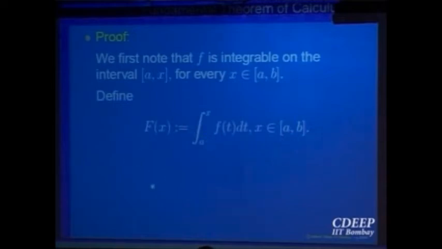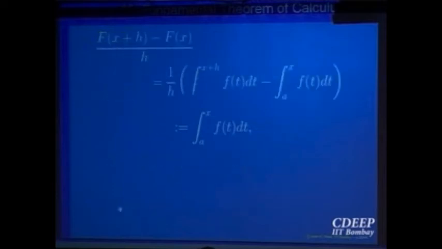Capital F is this. So at any point x inside the interval (a, b), let us look at h not equal to 0. Let us look at (F(x+h) - F(x))/h. The limit of that as h goes to 0 should be the derivative. But what is that equal to? 1 over h. What is F(x+h)? That is the integral from a to x+h. F(x) is the integral from a to x.